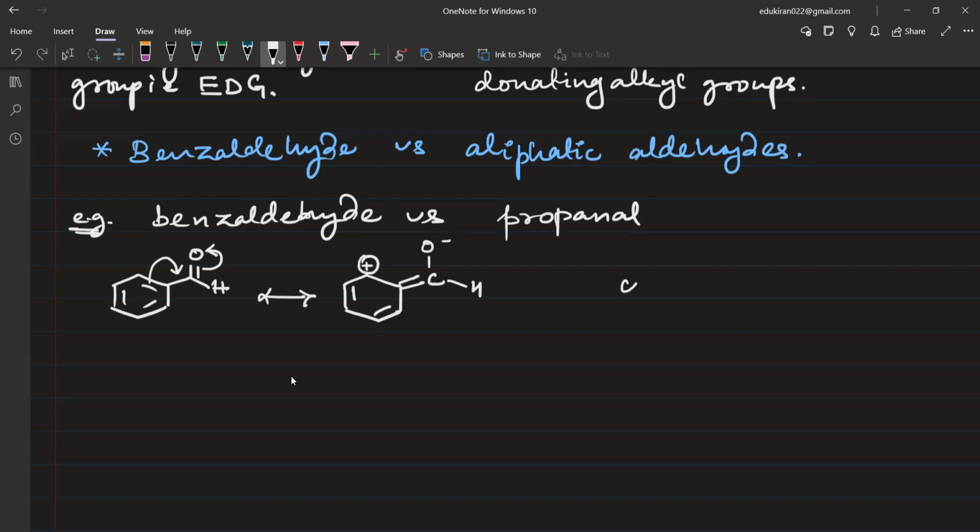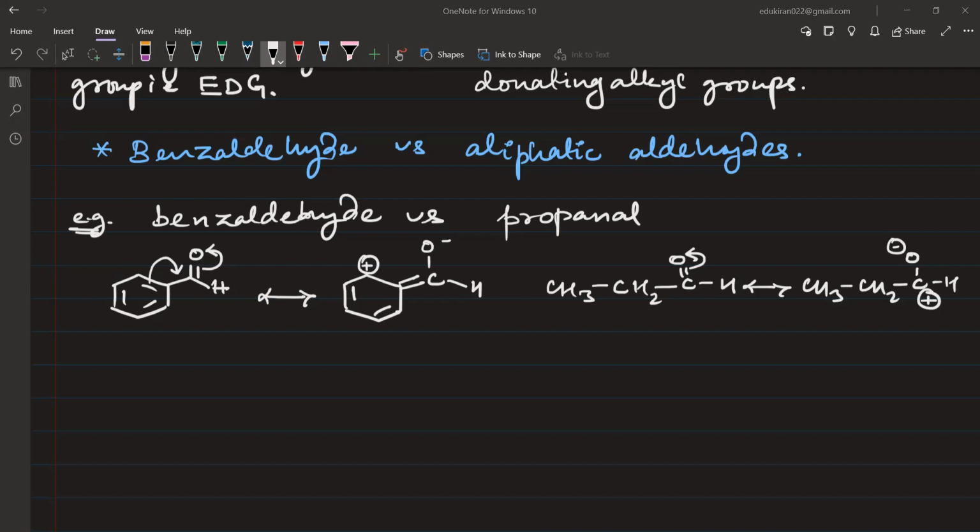But if you see propanal, you have CH3, CH2, C double bond O, and then you have H. Now, if this bond breaks here, then you will see CH3, CH2, CO negative, hydrogen, and a positive charge directly on the carbon that was the carbonyl carbon. As you can see, they will ask which is more reactive, and why. The carbonyl carbon of benzaldehyde does not get a pure positive charge. That is why it is not very reactive.